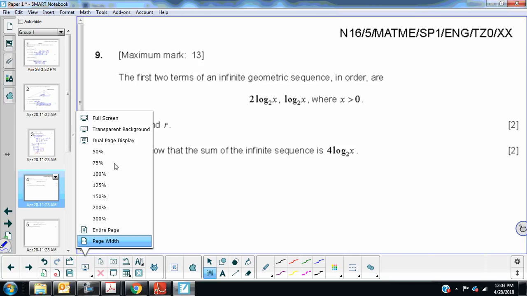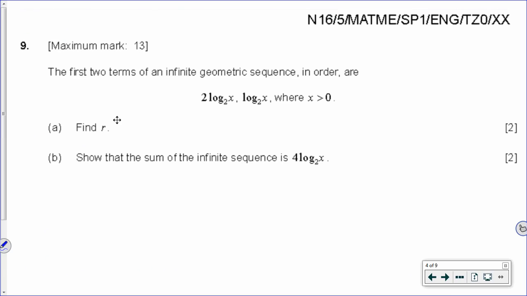In this video I'm going to go over question 9 from the November 2016 paper 1 for IB Math SL. First two terms of an infinite geometric sequence. So that infinite geometric sequence tells me a couple things. This list goes on forever. They're only showing us the first two terms.